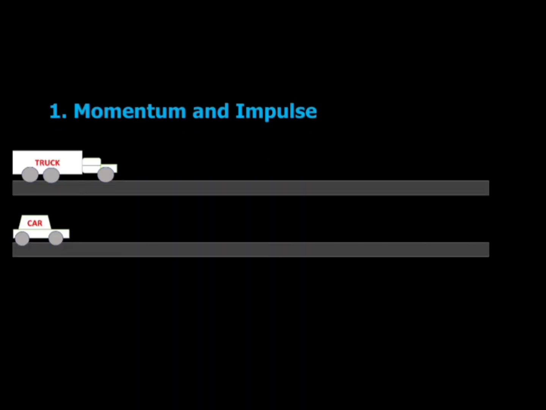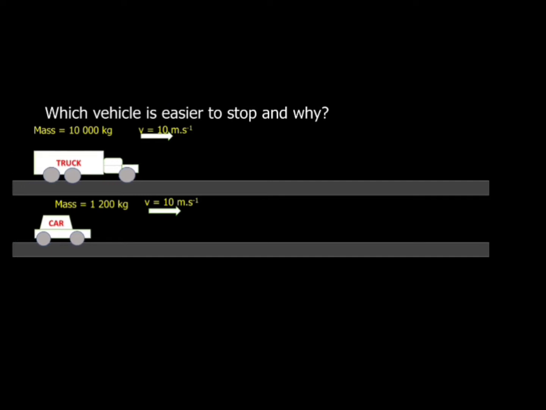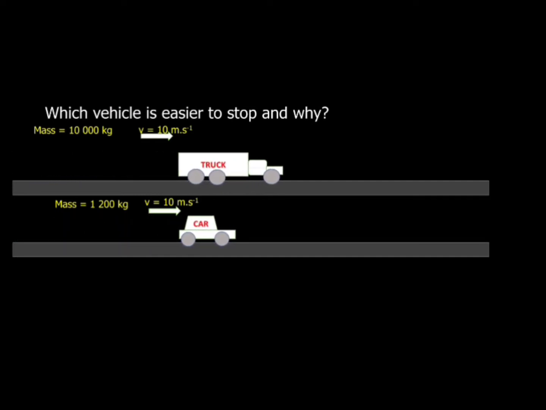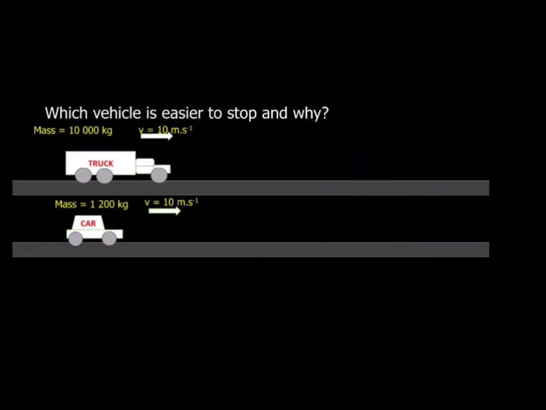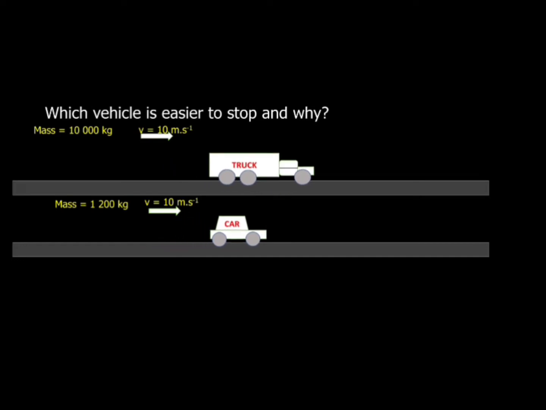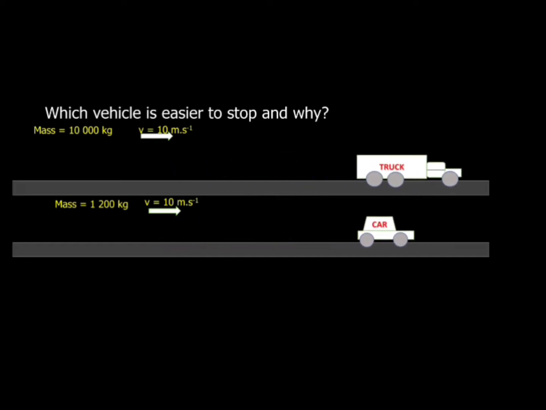Suppose we have two vehicles, a truck and a car, with different masses, both moving in the eastern direction at the same velocity. Which vehicle is easier to stop and why? Well, the answer is the car. And one could give three different reasons for why the car is the easier vehicle to stop.